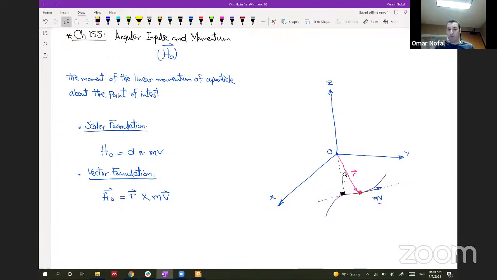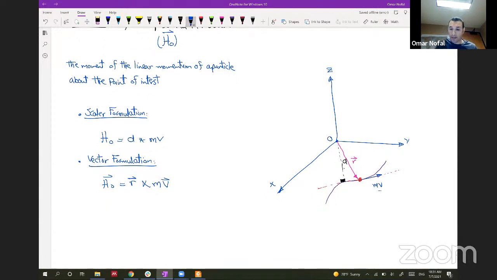So let's revise some concepts of how to do a cross product between two vectors. You learned in high school or in physics that you can do the cross product using the determinant. You have i, j, and k, and you will have the components of R, Rx, Ry, Rz, and the components of the momentum, mvx, mvy, mvz. If you get this determinant, it should give you the vector of the angular momentum.